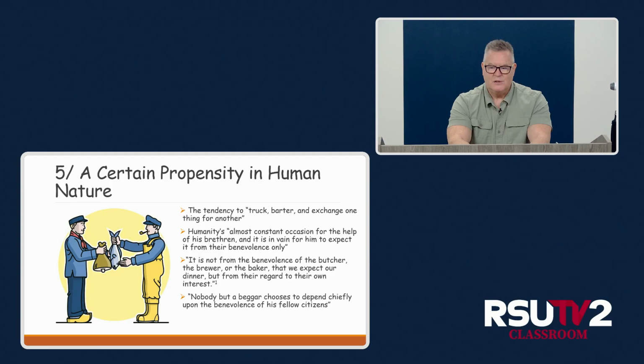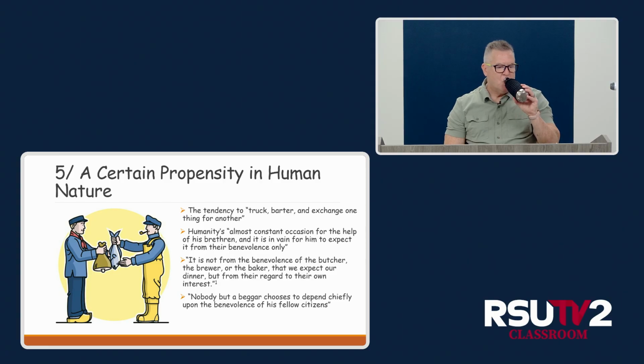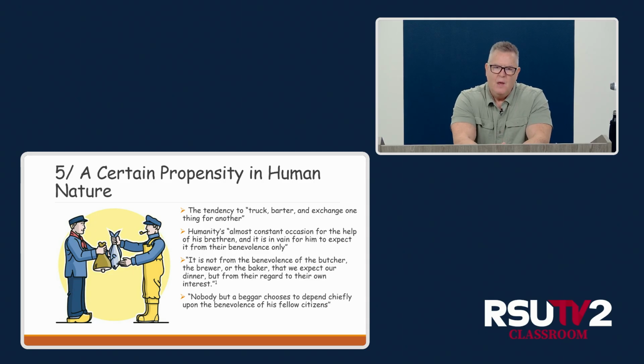He talks about a certain propensity in human nature. When you think of that sentence, what does it mean? We're getting back to this sense of, what do people think human beings do, right? And for Adam Smith, he's basically saying that there is a natural tendency for human beings to truck, barter, and exchange one thing for another.